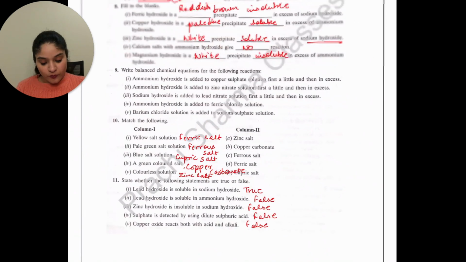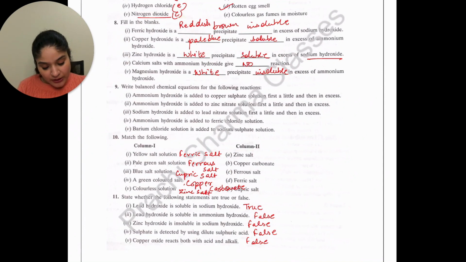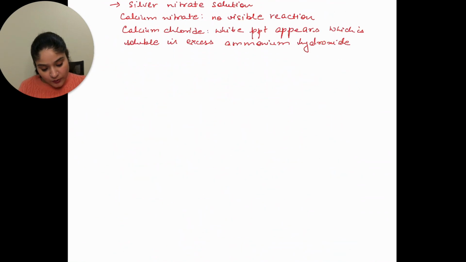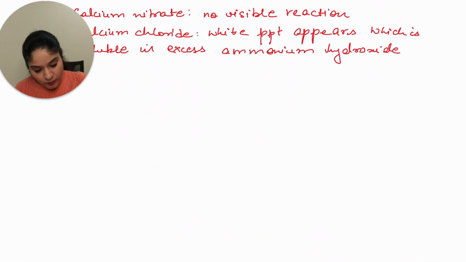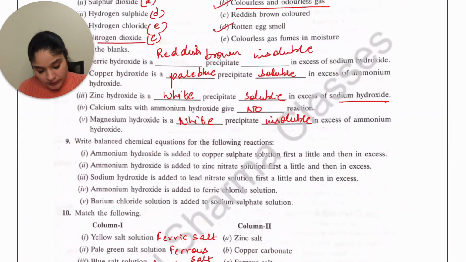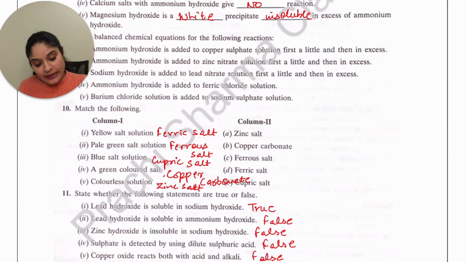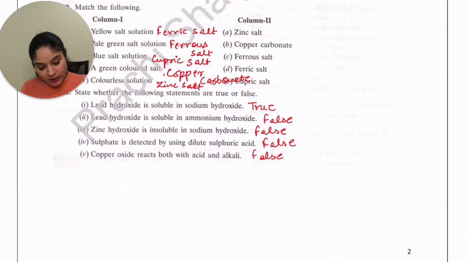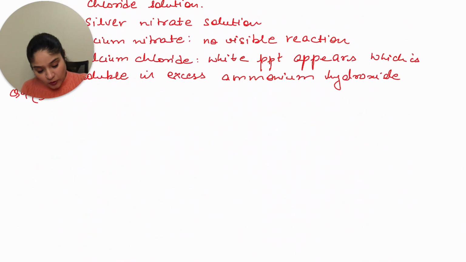Okay, moving on to question number 9. Write balanced chemical equation for the following reactions. So I'll just number here, put a number down here. So I'm on question 9, first part. So this says ammonium hydroxide is added to copper sulfate solution, first a little and then in excess. So you have ammonium hydroxide and copper sulfate. So let me write that, copper sulfate CuSO4 and ammonium hydroxide NH4OH.